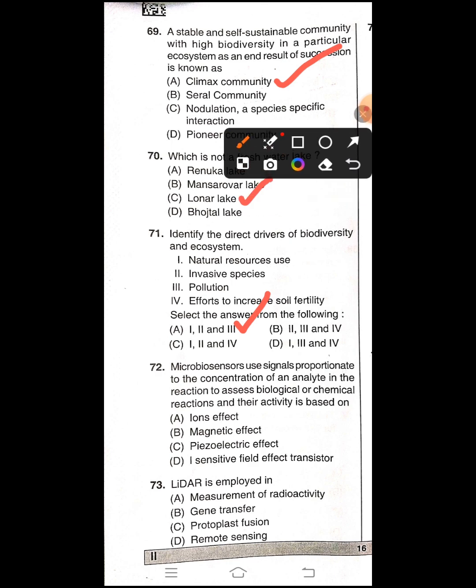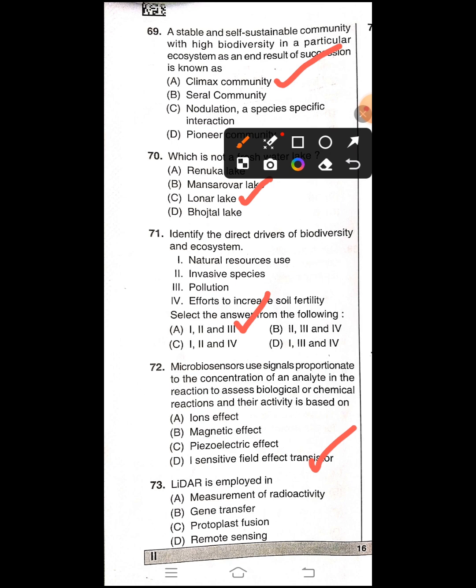Microbiosensors use signals proportionate to the concentration of an analyte in the reaction to assess biological or chemical reactions, and their activity is based on. Options are ion effect, magnetic effect, piezoelectric effect, ion sensitive field effect transistor. For this, the correct answer is the last one. Let's see the next question.